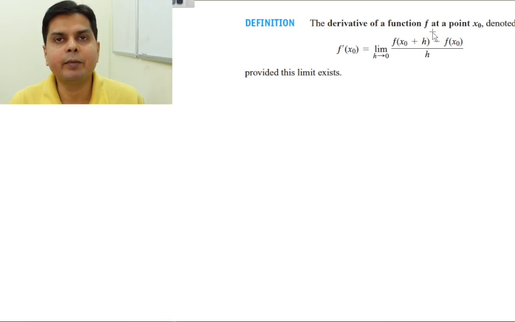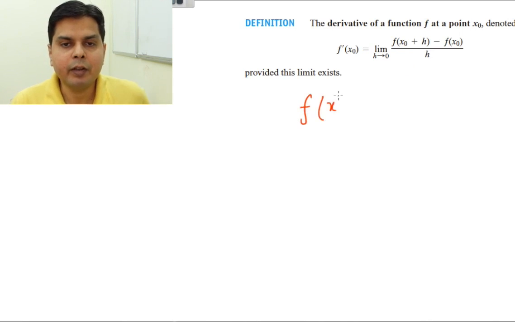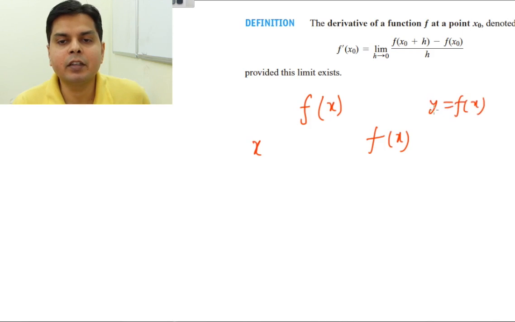We say that we have to find the derivative or differential coefficient of a function at a point x naught, or a point x. Suppose f is a function; the value of f depends upon x, so this is my f(x). In this f(x), x is the independent variable, that is, it lies in the domain, and f(x) is dependent, that is y is equal to f(x). So the value of y or f(x) depends upon the value of x.